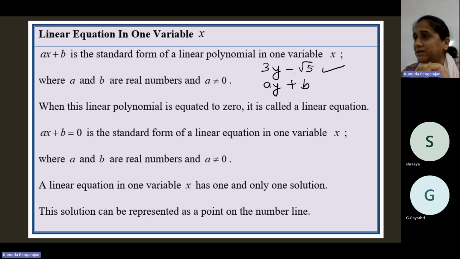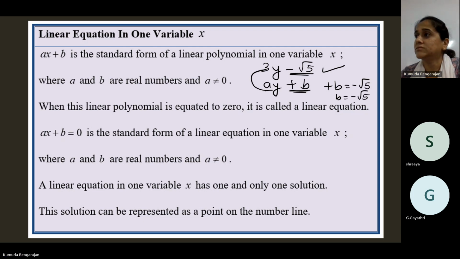If you have to compare it, you should just make a small change to the standard form. Instead of the variable x, you should show the variable y. So the standard form will be ay plus b in one variable y. When you compare this with ay plus b, the value of a is 3 and the value of b is minus root 5, because plus b is equal to minus root 5. So b is equal to minus root 5. Correct? Okay.